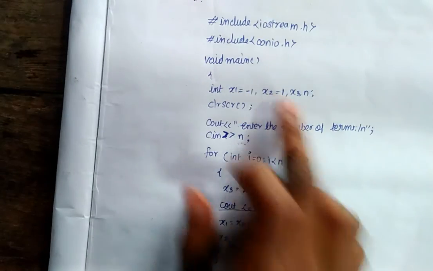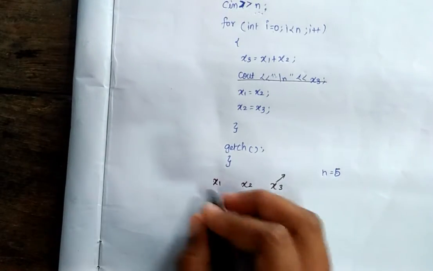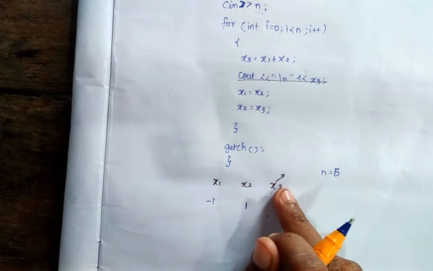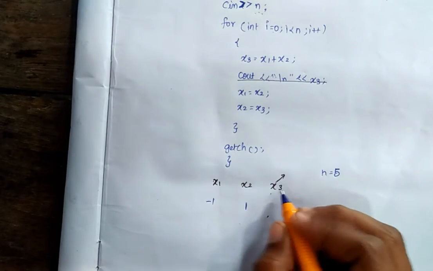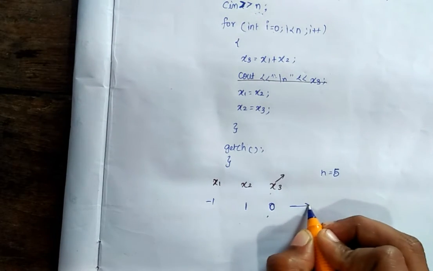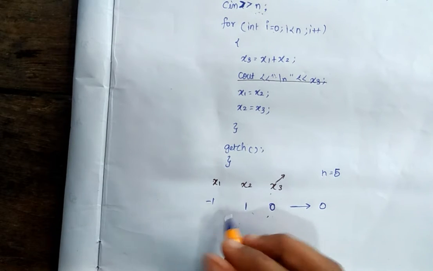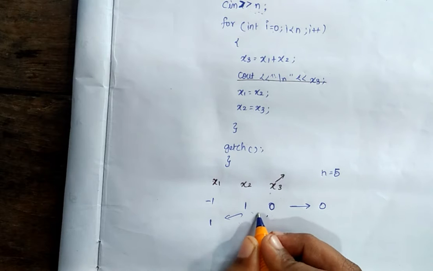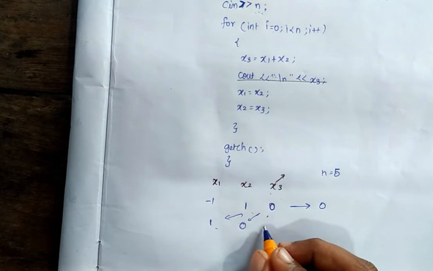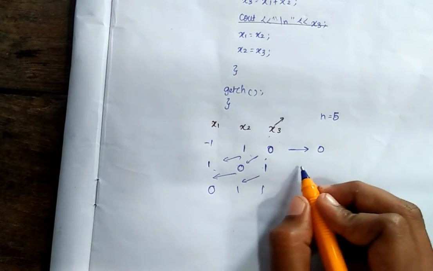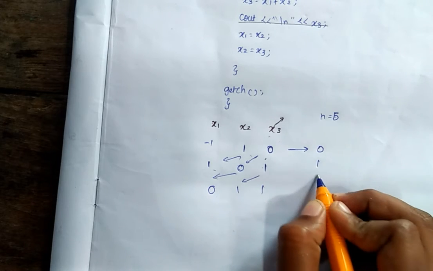We have already given x1 is equal to -1 and x2 is equal to 1, and x3 is equal to x1 plus x2, so it will be 0. So it prints the first value 0, and then x2 is given to x1, so x1 becomes 1, and x2 becomes 1. 0 plus 1 is 1. So the output will be 0 1 1.